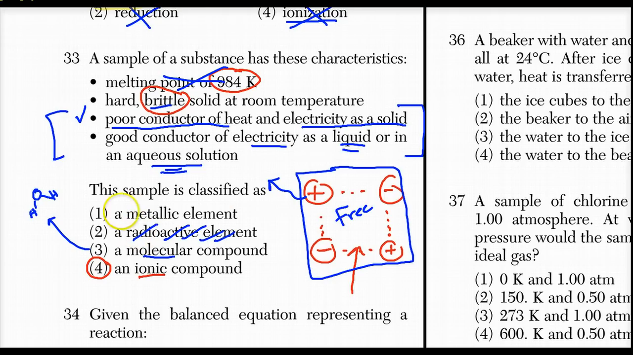A metallic element is something we've talked about in this test. It has metallic bonding, like, let's say, copper bonded to itself. Copper is going to be a great conductor as a solid because of the free-moving electrons in its crystal structure. It has a sea of mobile electrons. In any case, 33 is 4.